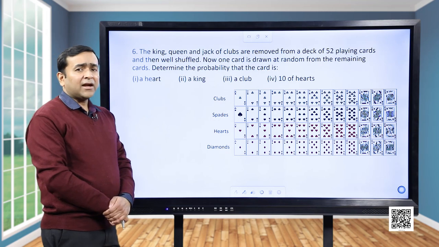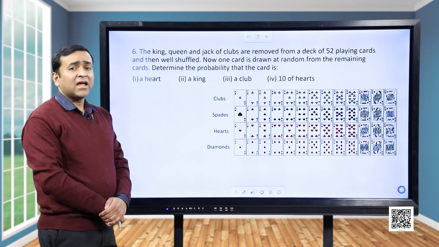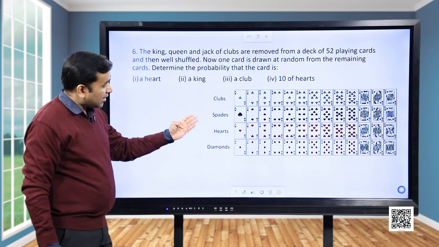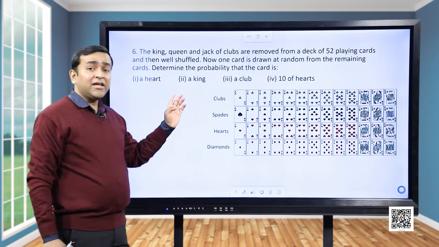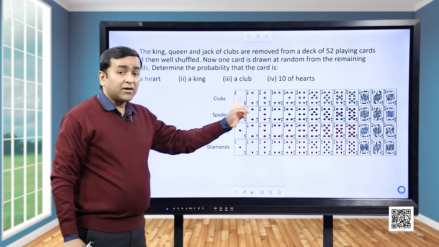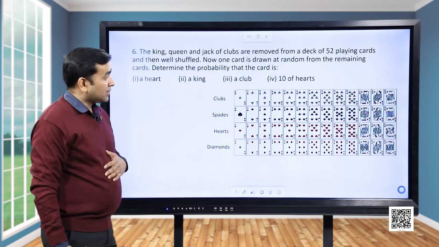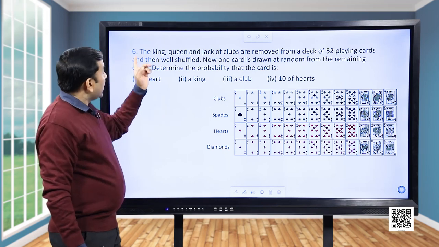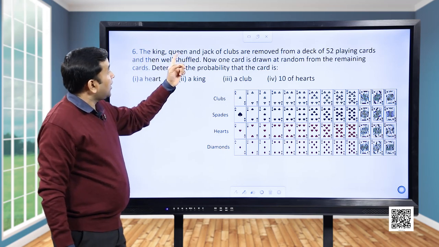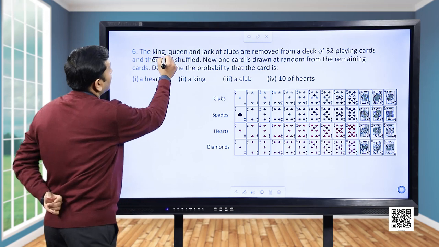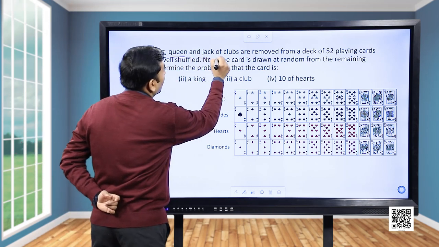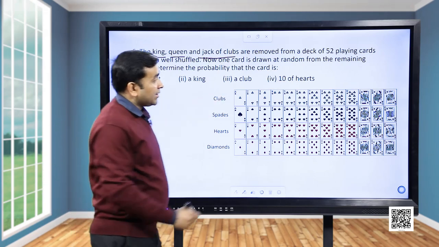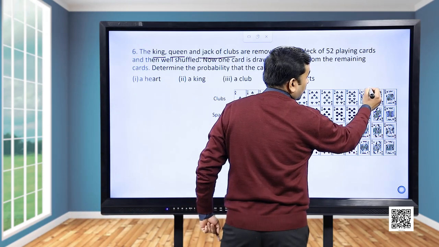So, we already know that a deck of 52 playing cards has four suits: clubs, spades, hearts, and diamonds. And each suit has 13 cards, so that makes 52 cards. The question says the king, queen, and jack of clubs are removed. So here we have the clubs suit, and these three cards are removed.